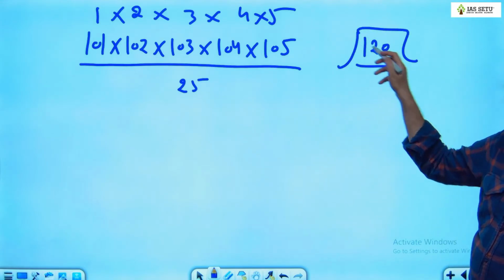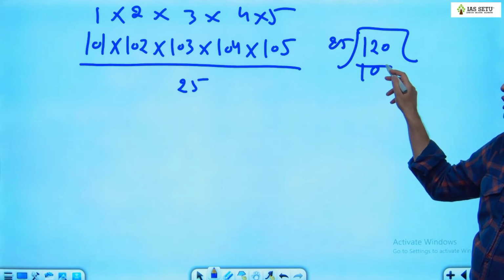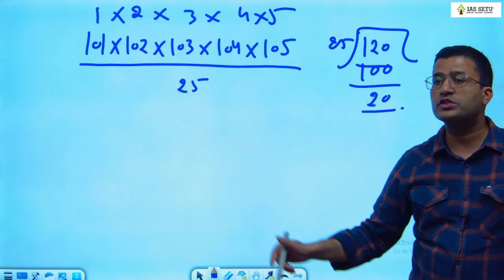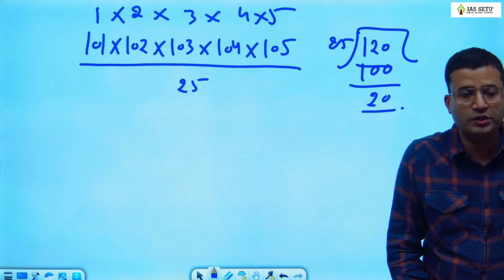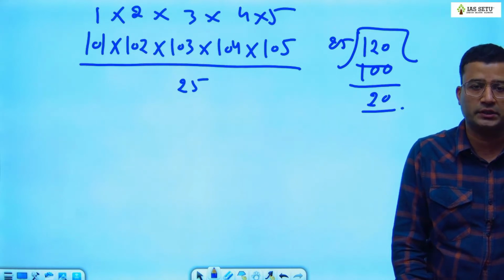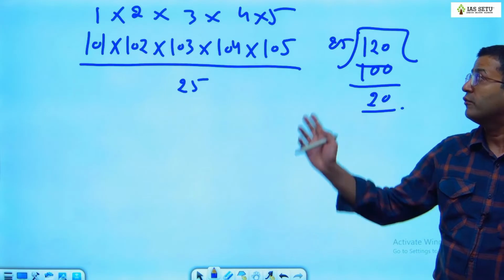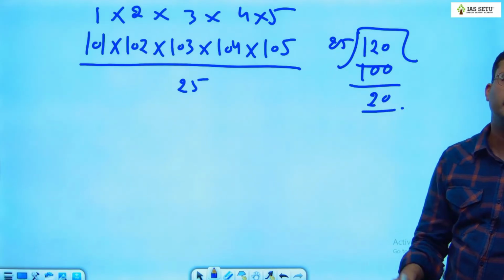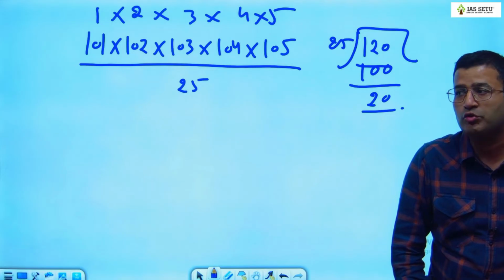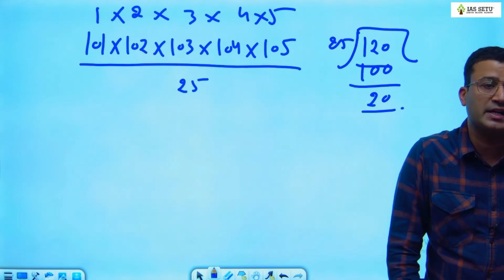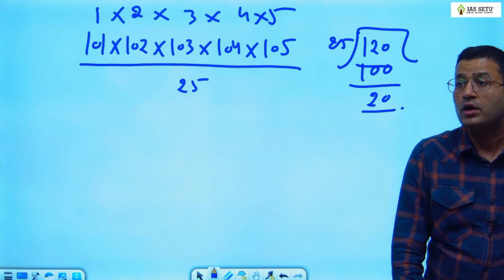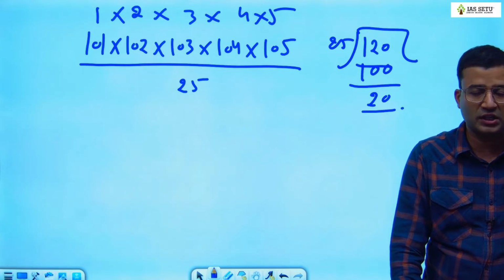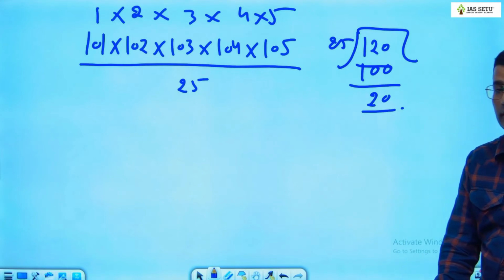Further we have to divide it by 25. So ultimately our remainder is 20. If your value is coming greater than divisor, further you have to break it or you have to divide it. First find 120, then divide 120 further by 25. Ultimately remainder is 20, because 120 cannot be a remainder if divisor is 25. Remainder has to be lesser than divisor.